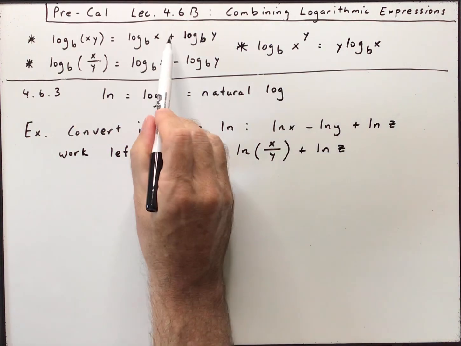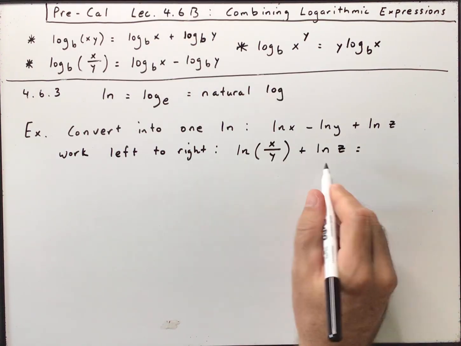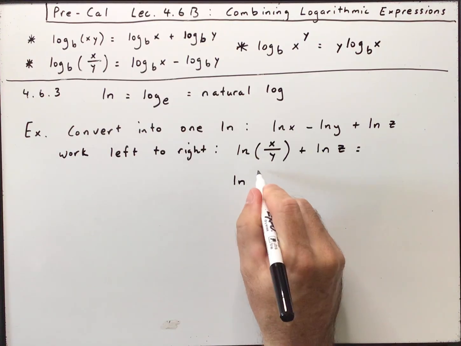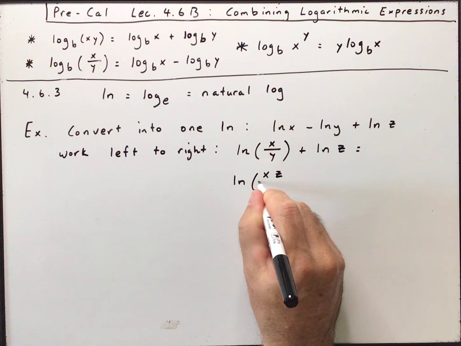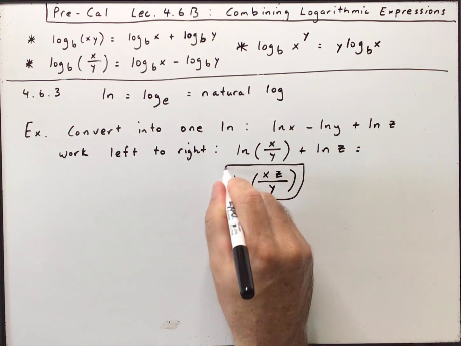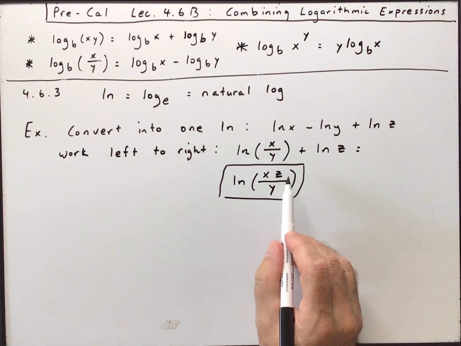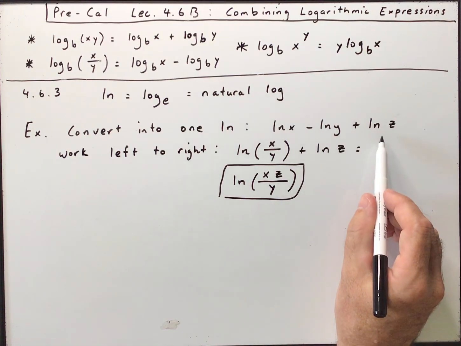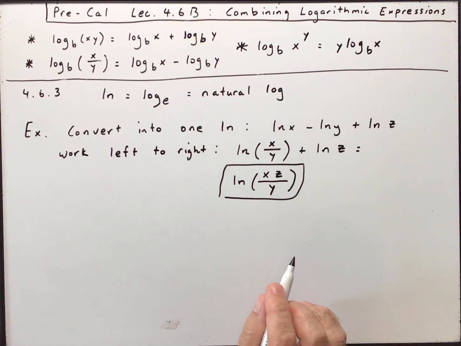Now that's a plus, okay? So now we have a product. So I multiply the z times the x over y. So this would be the natural log of xz over y. Okay, so that's why you work left to right. Otherwise, if you did these first, you'd end up with a z on the bottom.